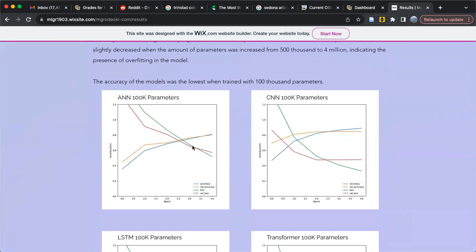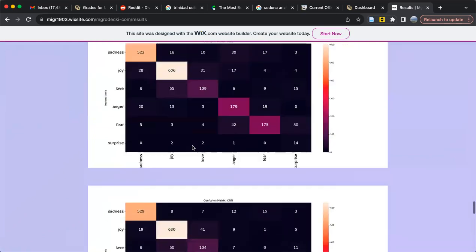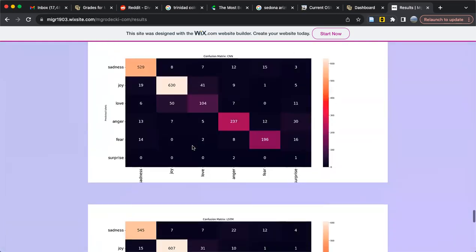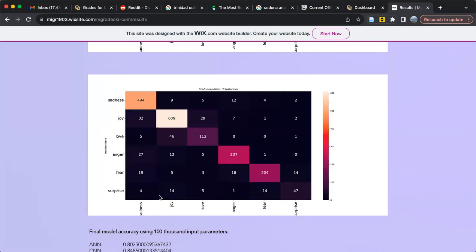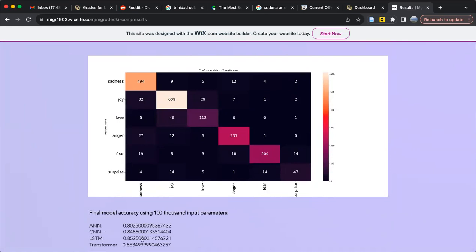Then at 100,000 parameters, the accuracy decreased compared to the higher parameter models. So in the previous models, the accuracy was standing at around 87, 90%. Over here, we have 80%, 84. So I guess this is also a demonstration of how using a large number of input parameters can increase the accuracy of a network. And over here, the transformer was actually found to be the most accurate at prediction.